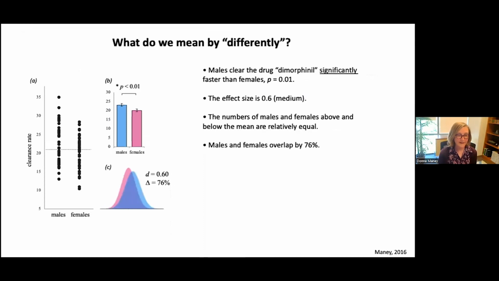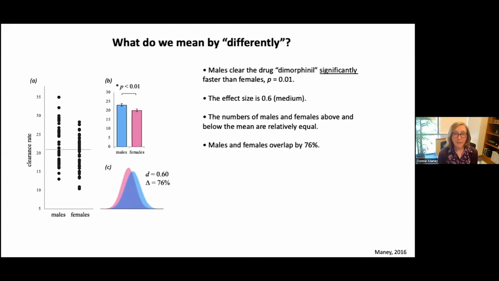Okay, so getting back to the word differently, what does this mean? What I'm showing you here are fake data on clearance of a fake drug that I'm calling dimorphinil. And here are the raw data. Down here, we have the distributions drawn with sexdifference.org, and our p-value is 0.01. So this is a significant difference. And Cohen's d here, the effect size, is 0.6, which is a medium size effect. Anything above about 0.5, we do want to pay attention to as potentially important.